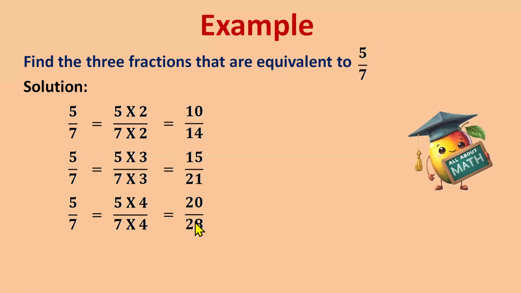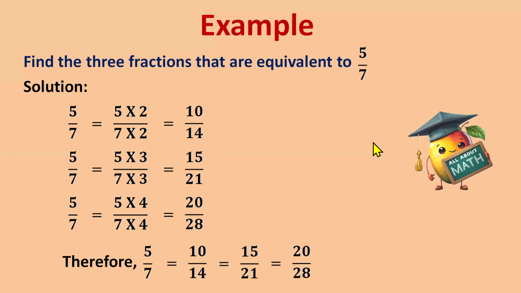So we got the third equivalent fraction. We have to find three equivalent fractions. We got all these. Now how will we write? We'll write therefore 5 by 7 is equal to 10 by 14 is equal to 15 by 21 is equal to 20 by 28. So this way we can find the equivalent fractions.